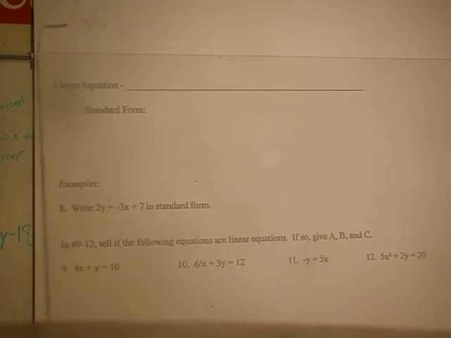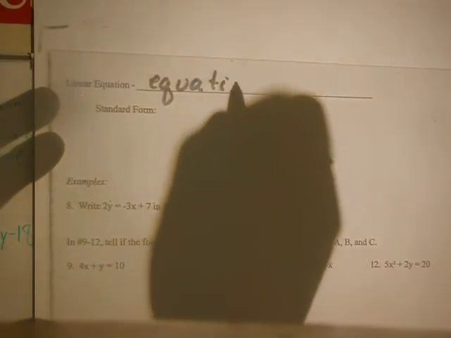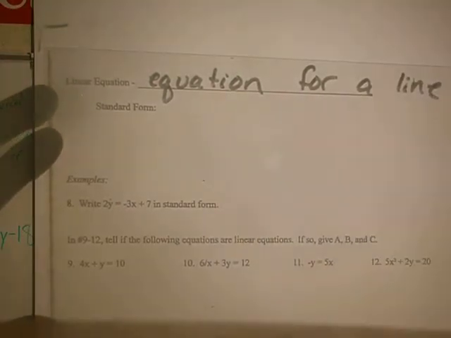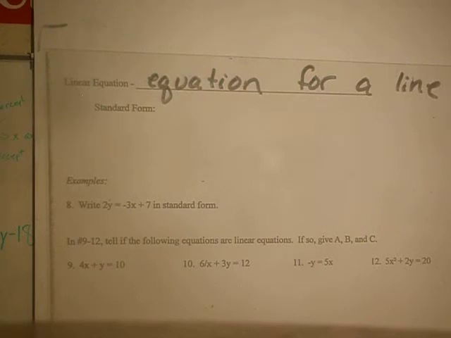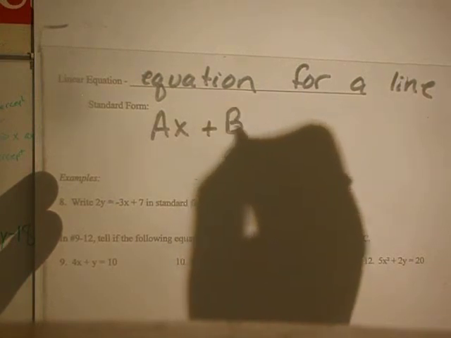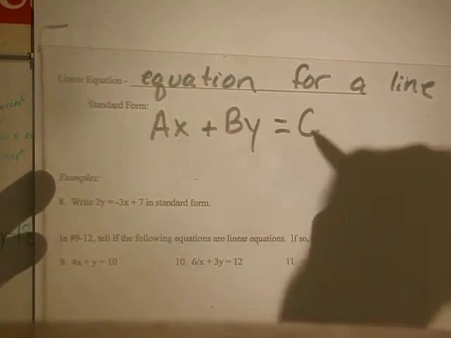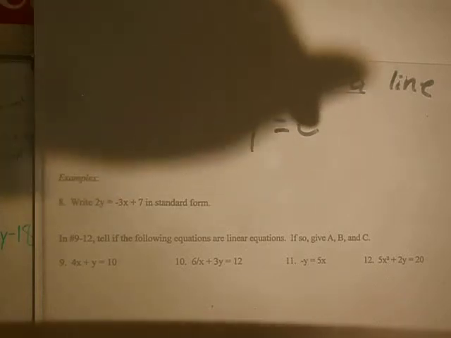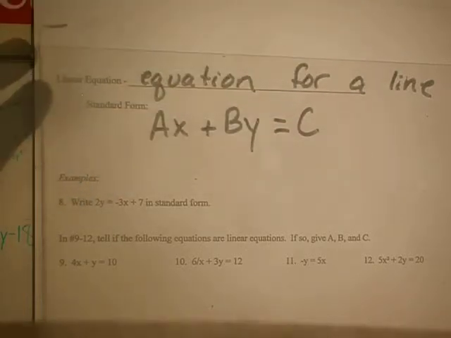On the next page, linear equation is an equation for a line. And we are going to have 3 linear equations that we're going to look at this chapter. And the first one we're going to look at is standard form, which is ax plus by equals c. Notice the x and the y are both on the same side of the equal sign, and all that's on the other side of the equal sign is this number.